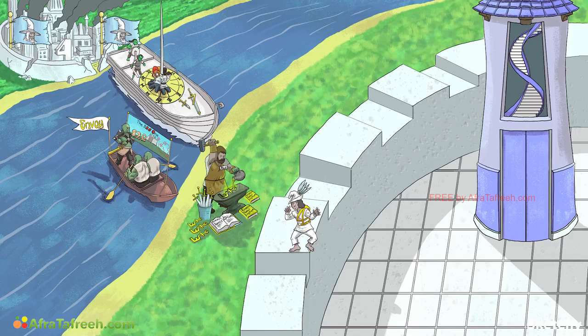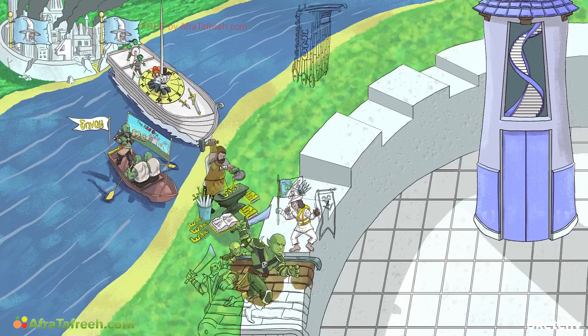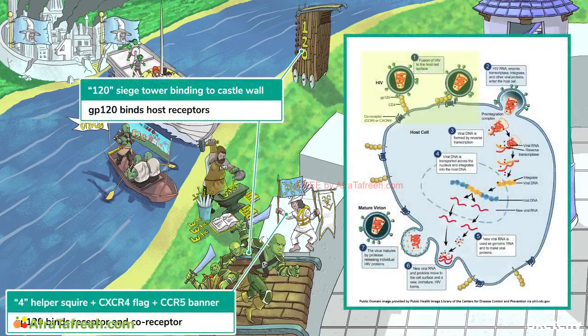The outer wall of the castle will represent our defending host cell membrane, and it looks like this battle is about to heat up. Entry into a host cell is mediated by the HIV's envelope glycoproteins. This starts with the attachment of GP120 to receptors on the host cell surface. GP120 binds to both the primary receptor, CD4, and the chemokine coreceptor, CCR5 or CXCR4. Up there on the castle wall, our brave Helper T Squire is under attack. The siege tower is binding to the castle wall and preparing to unload its contents.